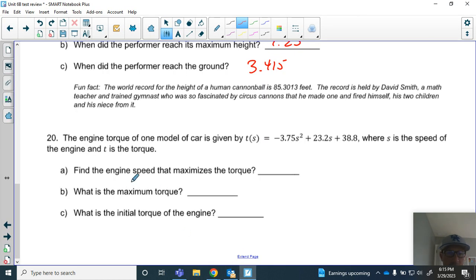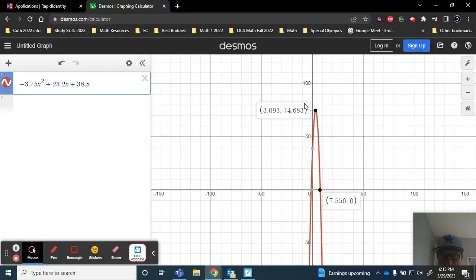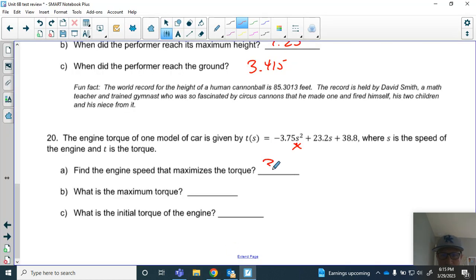All right, so they're going to ask us to find the engine speed that maximizes torque. S stands for speed, and that's our X. So if they're asking about the speed, our answer is going to be X. The engine speed that maximizes it is the maximum here, and it's the X, 3.093.